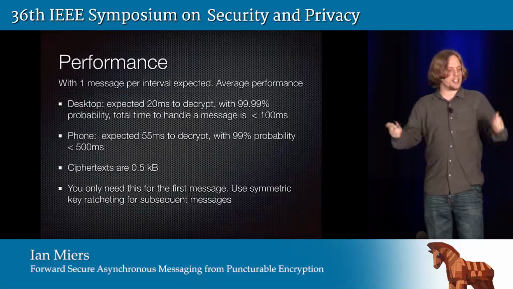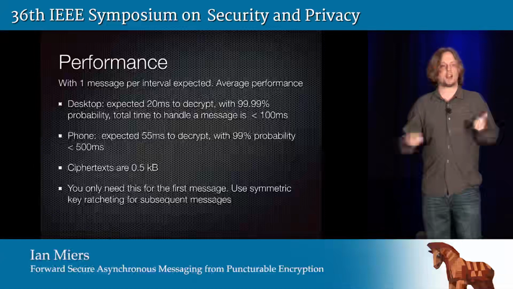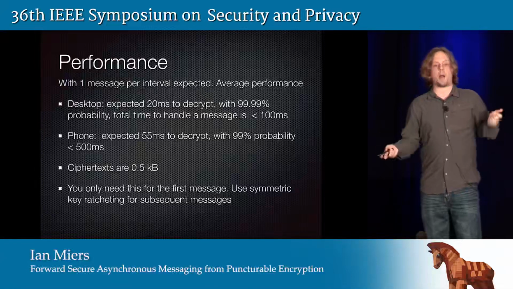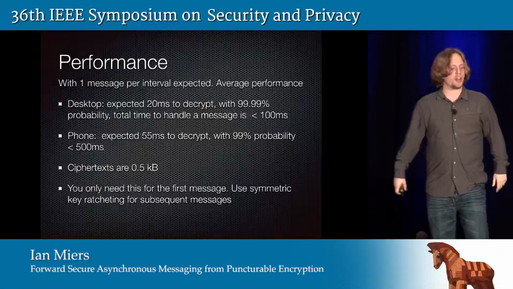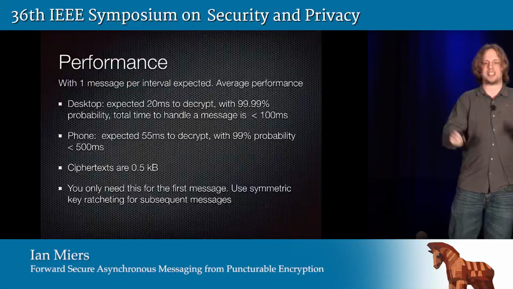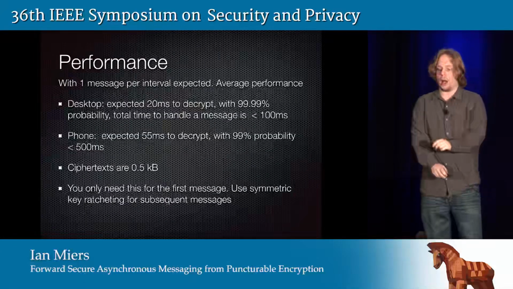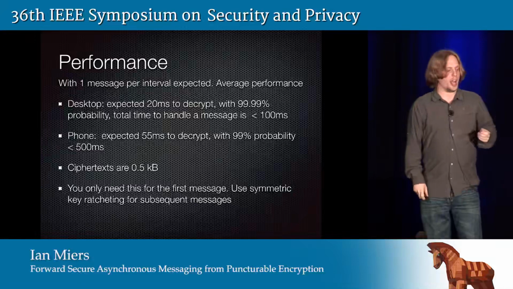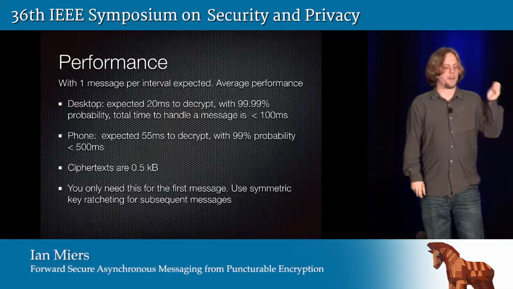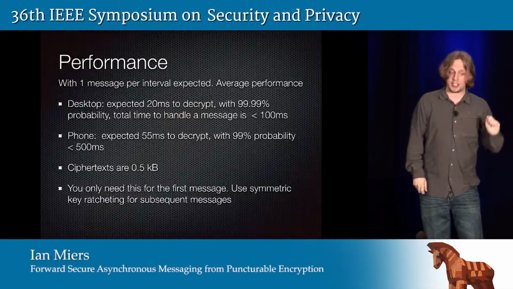Well, so the average performance is it takes expected 20 milliseconds to decrypt with 99% probability, again, because you have a probabilistic distribution on the messages. Total time to handle a message is less than 100 milliseconds. On a phone, it's a little worse. It's 55 milliseconds to decrypt with 99% probability. It's less than 500 milliseconds.